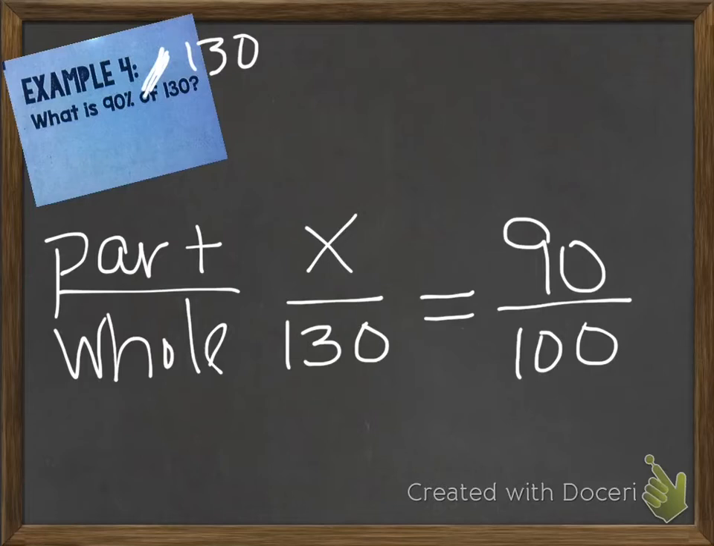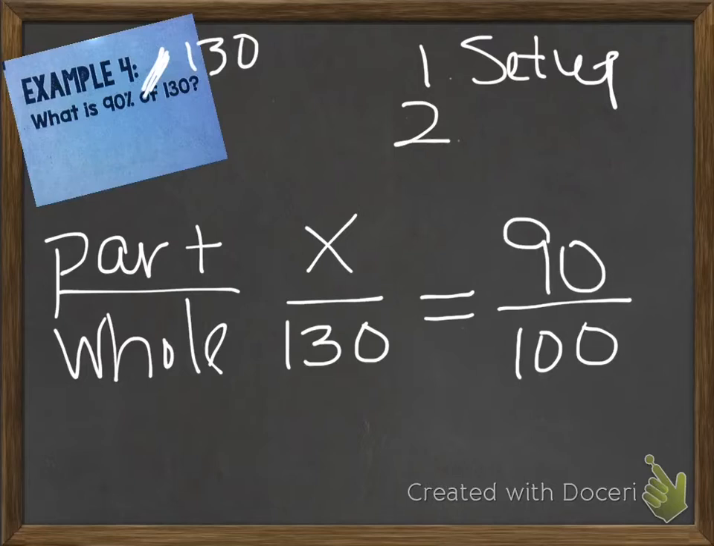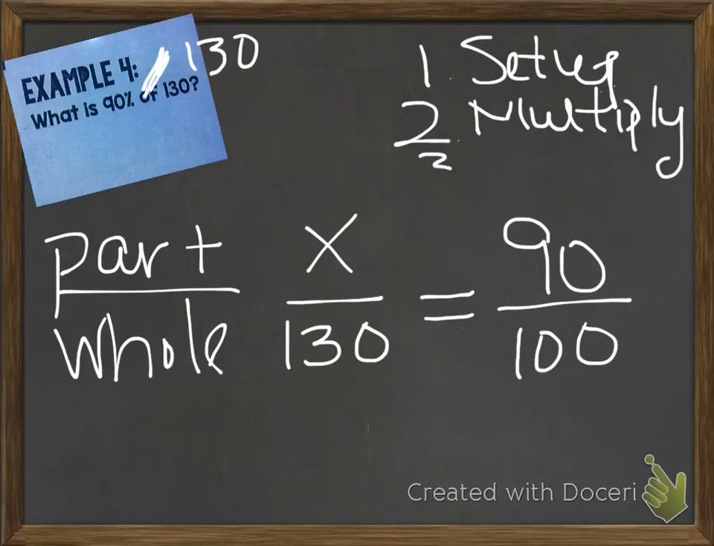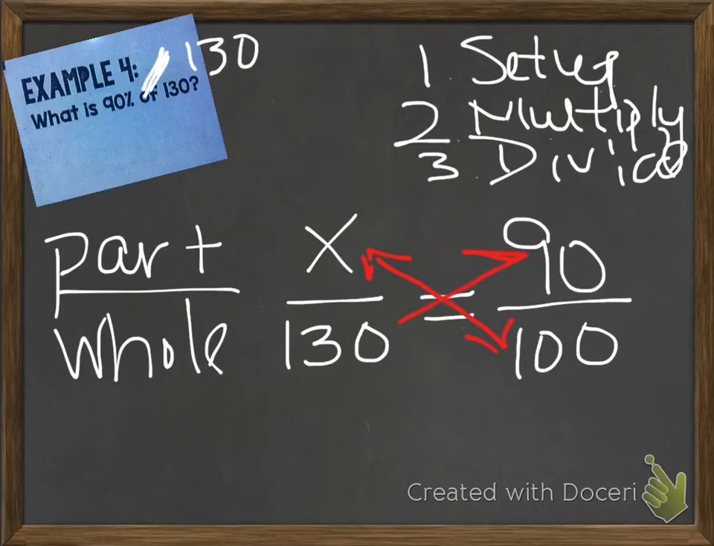Remember the actual steps for part over whole. The first is to set up, which we just did. The second is to multiply. And the third is to divide. So let's go ahead and multiply. We're going to do what we call cross multiply. So I'm going to take the 100, multiply it times the x, and take the 130 and multiply it times 90.